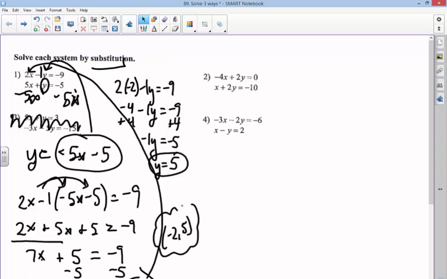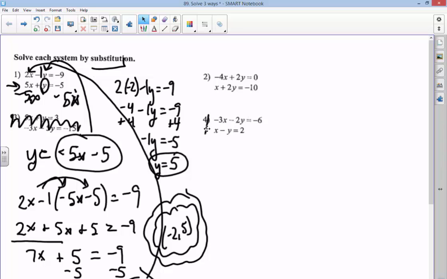Now, you might want to try to plug it into the bottom equation just to make sure you're right. 5 times negative 2 is negative 10, and then plus 5 is negative 5. So for sure this works. It works in both equations, so you know you're right.